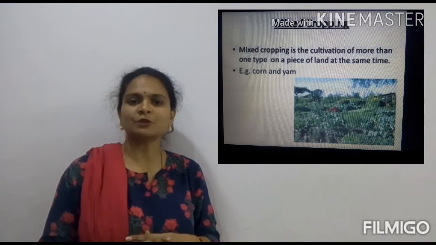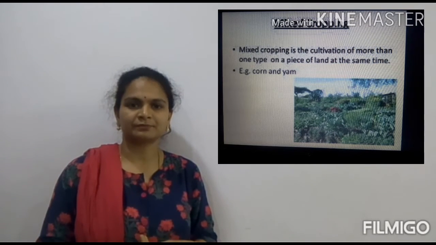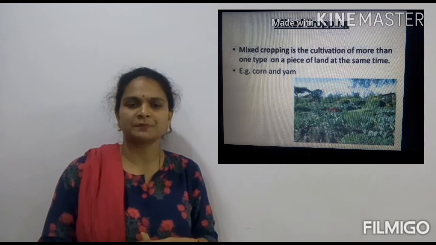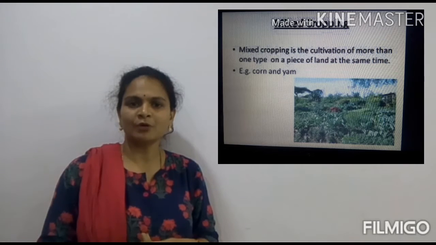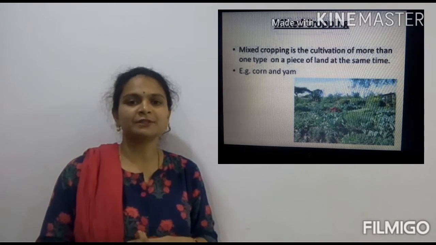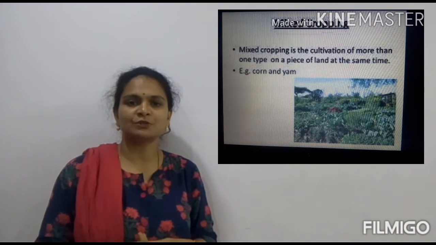The purpose of starting this mixed cropping is we can assure against crop failure. As we are raising two or more different types of crops, we can expect more yield. If in any case one of the crops gets damaged, the other crops flourish. And another thing, we can avoid the spread of diseases also. This is called the mixed cropping method.